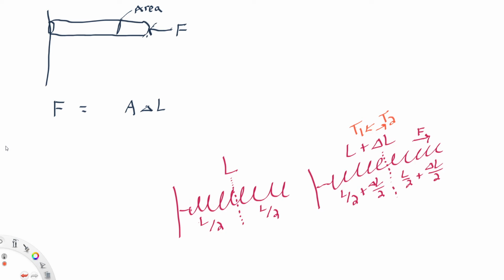So if the tension is the same everywhere for the whole spring overall, right? For a spring of length L, the tension has caused a stretch of delta L. But for a spring of length L over 2, it's only caused a stretch of delta L over 2.